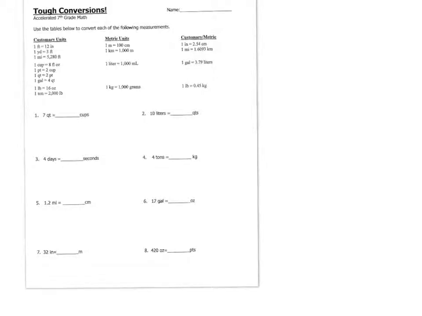In this lesson, we're going to look at some examples of problems from the assignment called Tough Conversions. So what we're going to do is go through problem number 7 first, then number 8, and then number 5. And to do this, you're going to want to reference this chart up here.